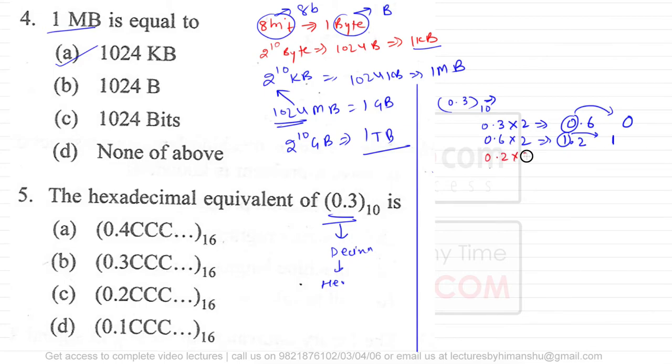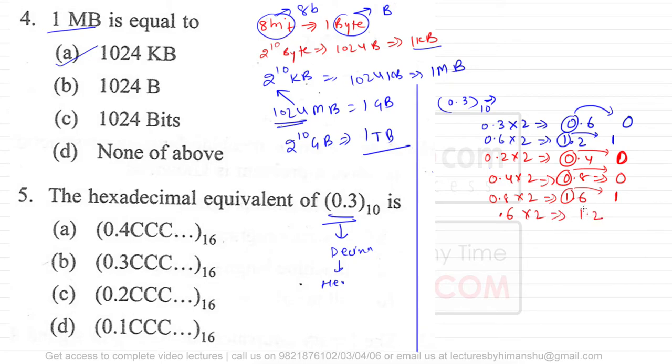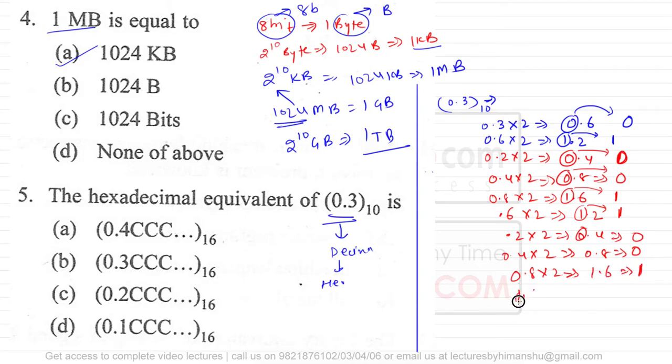When we have 0.2 multiplied by 2, then it is 0.4. So we are going to take the number 0. When 0.4 multiplied by 2, we are going to get 0.8. Therefore, again, we are going to take the number 0. 0.8 multiplied by 2, we are going to get 1.6. Again, we are going to take the number 1. Then 0.6 multiplied by 2, again we are going to get 1.2. So this is again 1. Then we have 0.2 multiplied by 2, that is 0.4, again 0. And 0.4 multiplied by 2, we are going to get 0.8, again 0. And 0.8 multiplied by 2, again we are going to get 1.6, again 1. And this 0.6 multiplied by 2, then you are going to get 1.2, again 1, and so on.